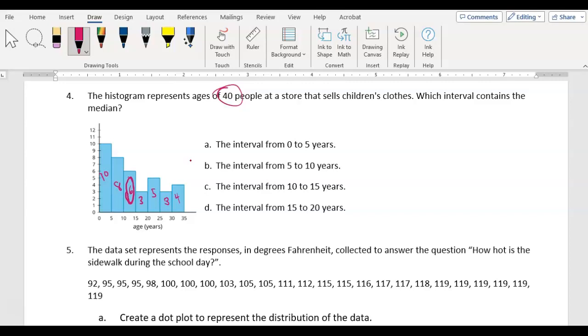Make sure I did that right. 7, 12, 15, yes, and then so 15 plus 6 would give us 21. Yeah, so we would be right in this range here. And so that means that the interval that contains the median, or the middle number, would be between 10 to 15 years. It does seem like maybe this graph is missing some data here, though, because it says 40 people, but I only count 39. So if you can figure out why that is the case, let me know. Anyway, the interval should still be between 10 to 15 years.